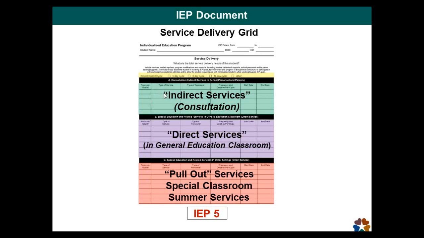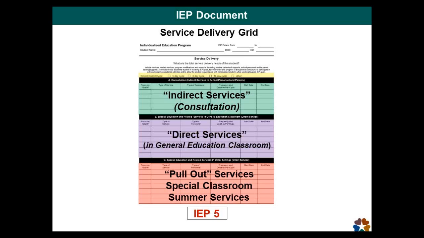Okay? And then next we have the type of service. What type of a service is it? It might be consultation. It might be mentoring. Down here it will probably be OT services or PT services or special education services or whatever. Same thing with down here. The type of personnel. Who is going to be delivering that service? Is it the classroom teacher? Is it the specialist? Whoever it is, it needs to be listed. And then over here, the frequency and duration per cycle. This is where it gets so confusing, especially when you're not dealing with a 5-day cycle.